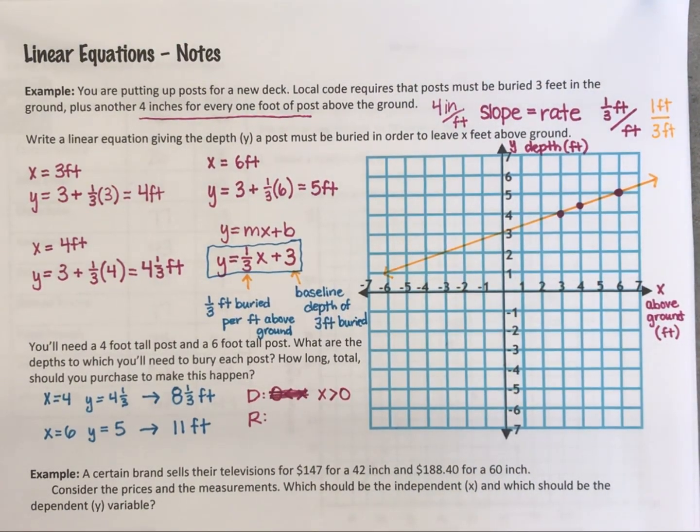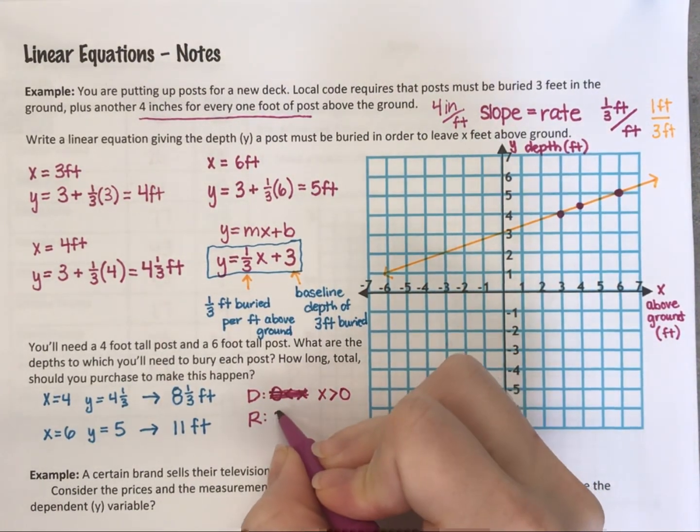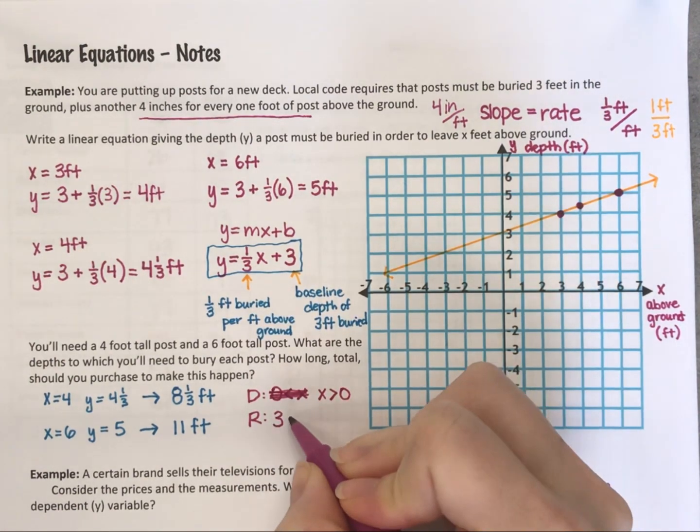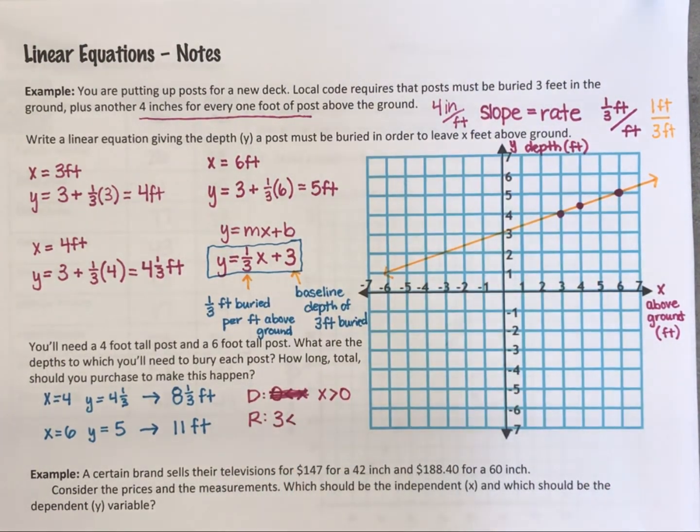And then the range. The range is how deep we're burying these posts. And every single post is going to be buried at least 3 feet deep. So I'm going to say 3. And should we include the 3? I guess it's only going to be legitimately 3 foot deep if the post were 0 feet tall above the ground. So I don't think I would include that. It's always going to be 3 plus just a little bit at least.